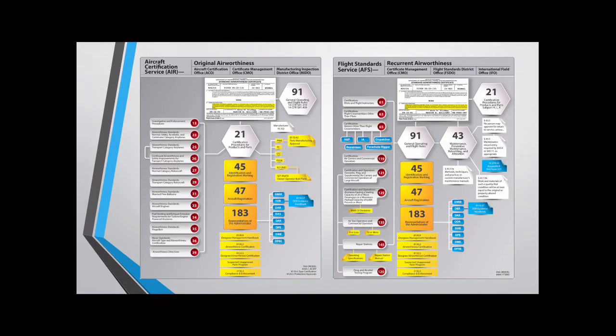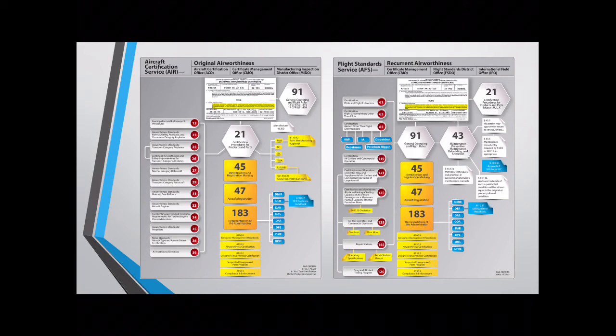So with original airworthiness, what we're looking at is the airworthiness certificate itself, and this comes from the Aircraft Certification Service, which is a separate portion within the FAA. It's a larger governing body for aircraft certification. Now, as we've looked so far, everything that provides the basis for certification comes from Part 21 in 14 CFR.